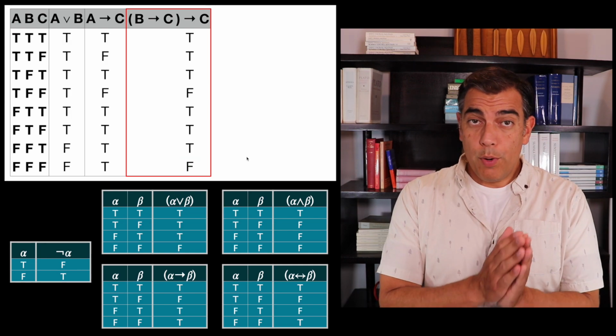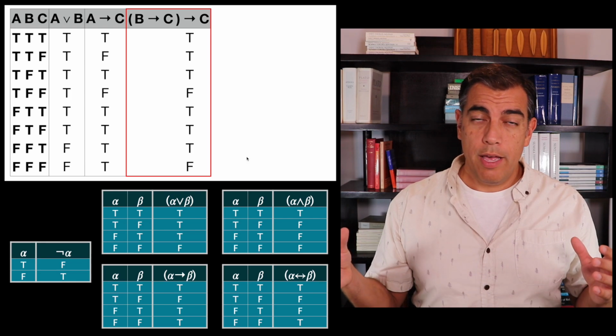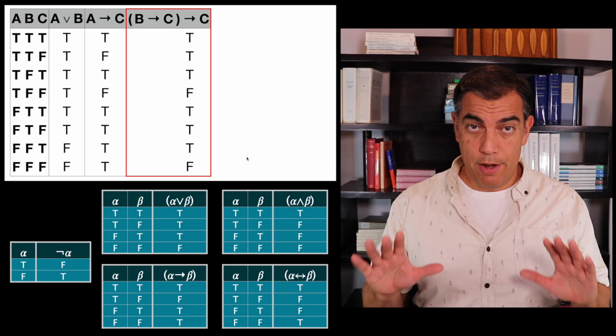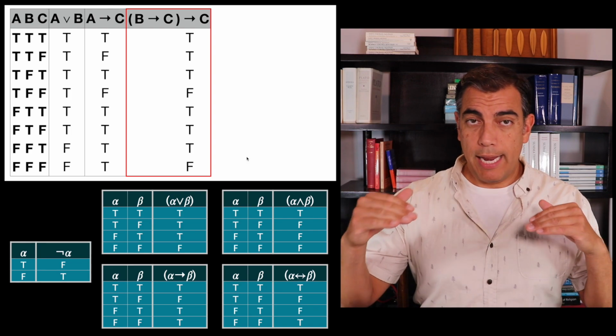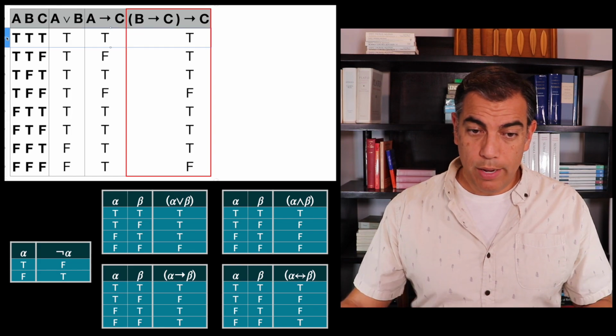Now, final step, we're going to go row by row and see if there are any rows where we have true premises and a false conclusion. Remember, if we get one of those, then we're set. We know that it's invalid. If we look at every single one and we don't see one of those cases, then it's valid. First row looks like we have true premises and a true conclusion.